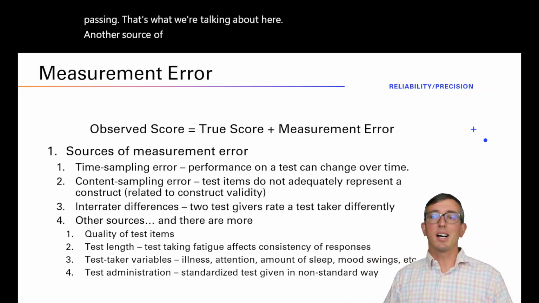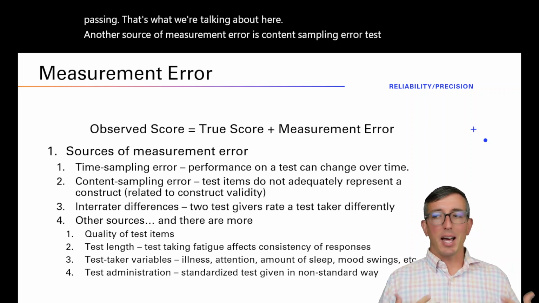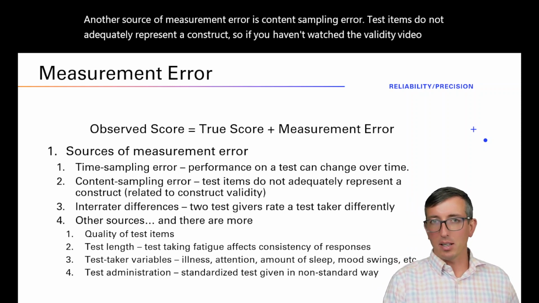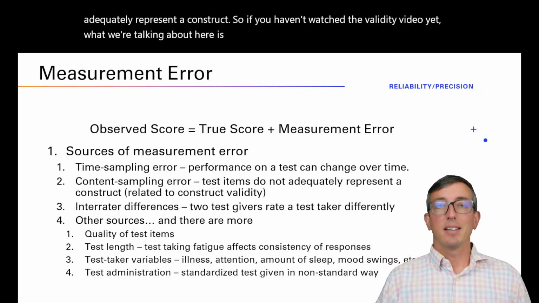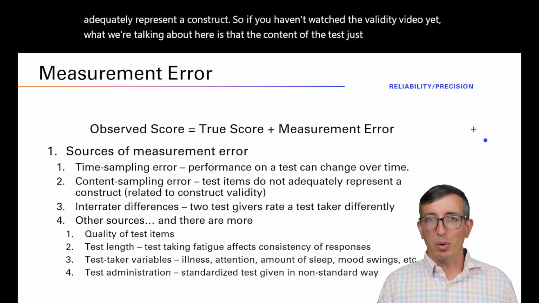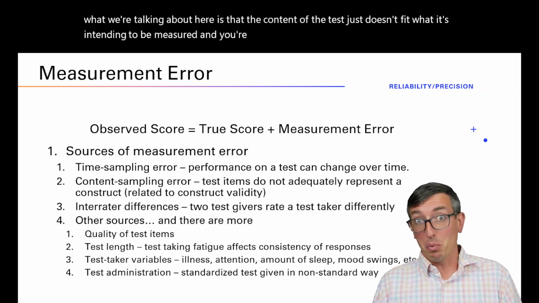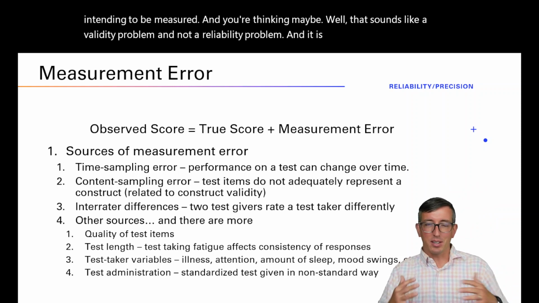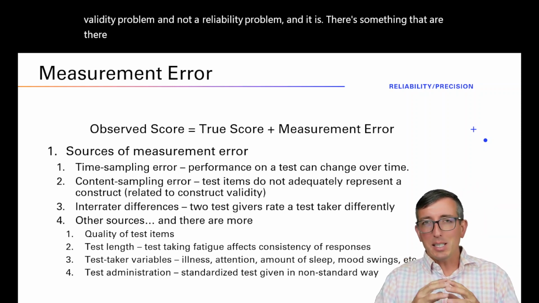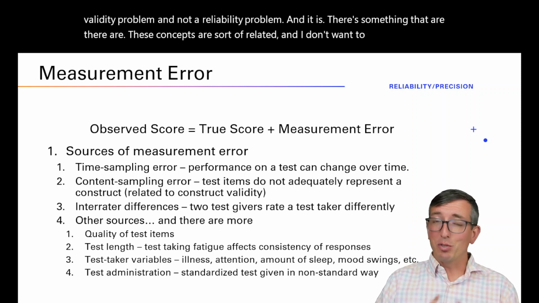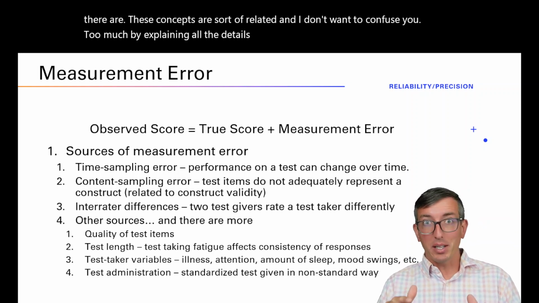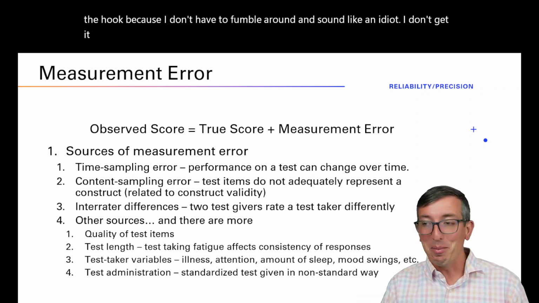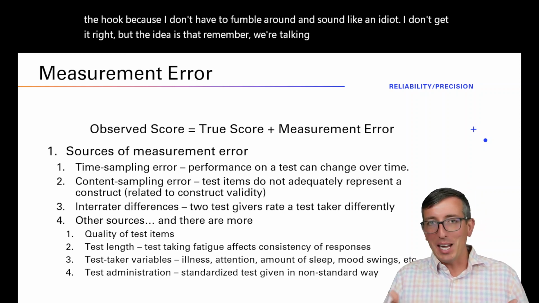Another source of measurement error is content sampling error. Test items do not adequately represent a construct. So if you haven't watched the validity video yet, what we're talking about here is that the content of the test just doesn't fit what it's intending to measure. And you're thinking maybe, well, that sounds like a validity problem and not a reliability problem. And it is. These concepts are sort of related. And I don't want to confuse you too much by explaining all the details of how they're related. But the idea is that, remember, we're talking about reliability here.